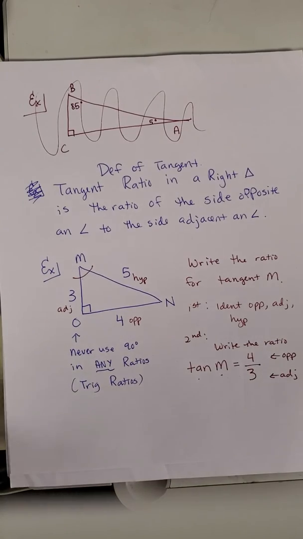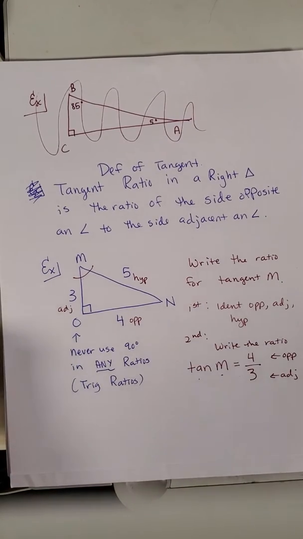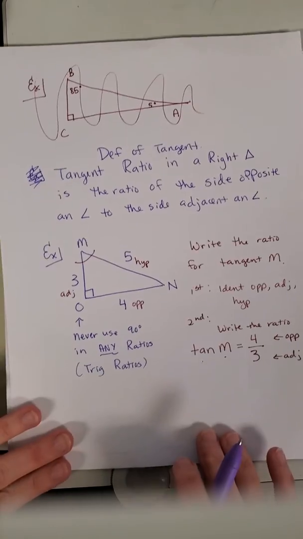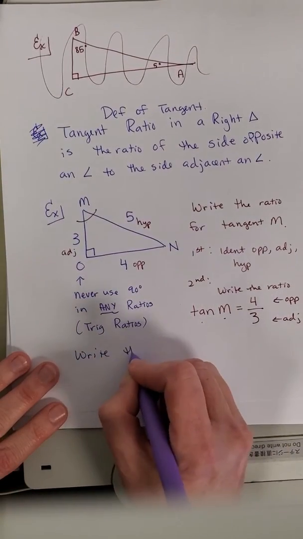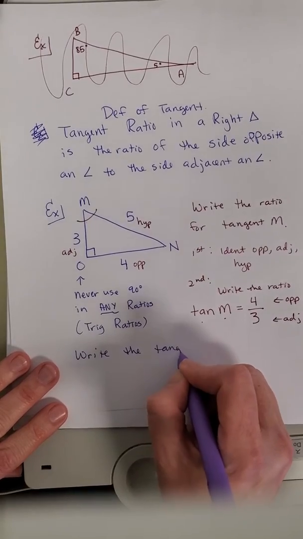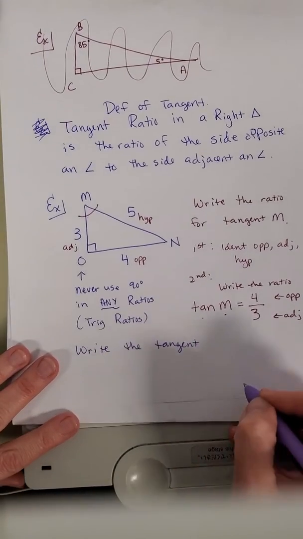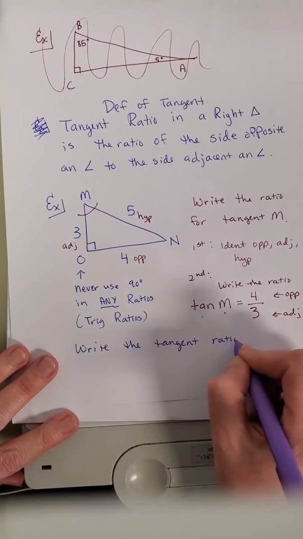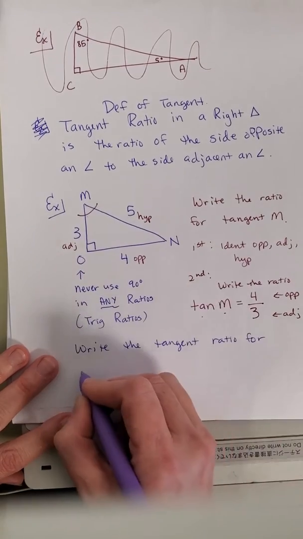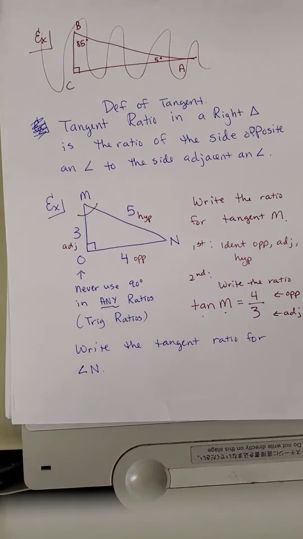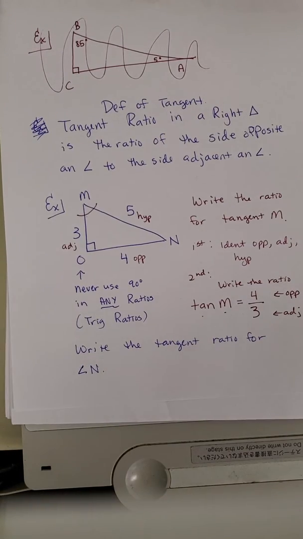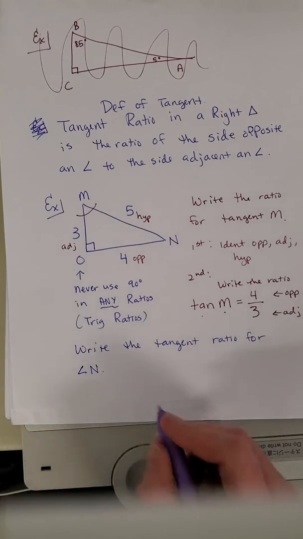All right, let's do another example. So now let's go ahead and repeat this, but this time I want you to write the tangent ratio for angle N. So go ahead and pause it and see what you get. And I'm going to go ahead and do it.